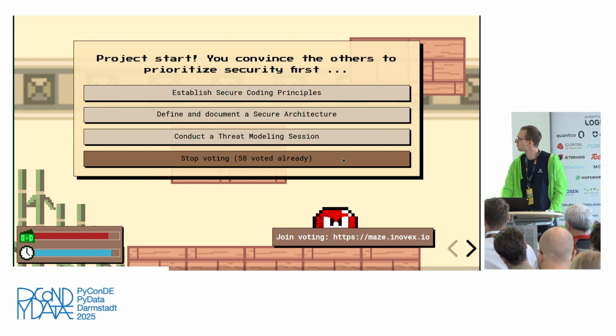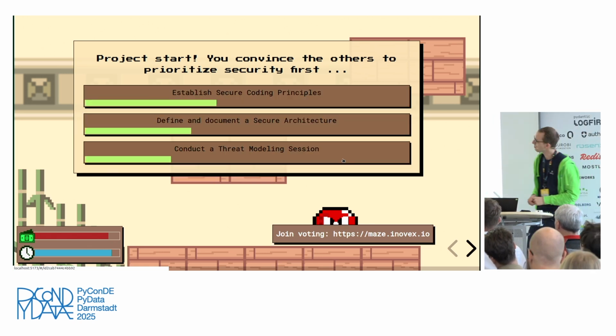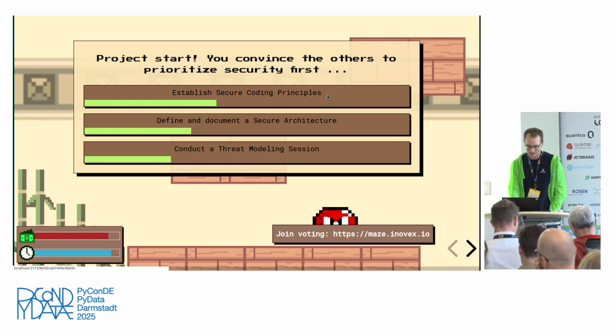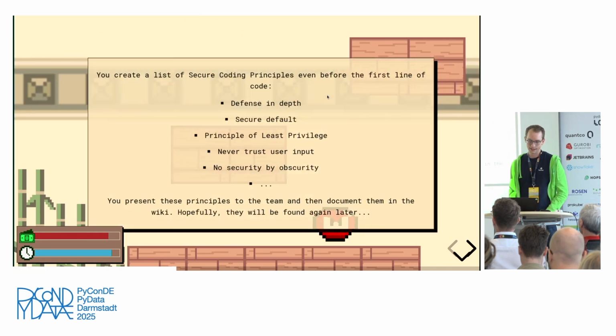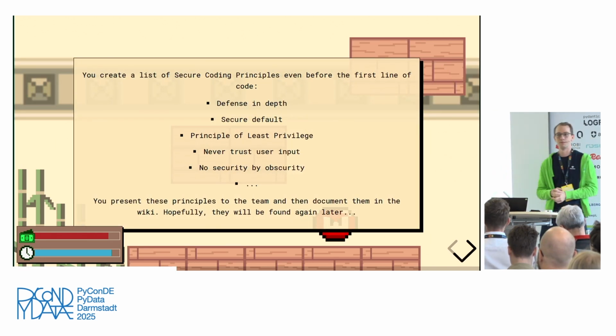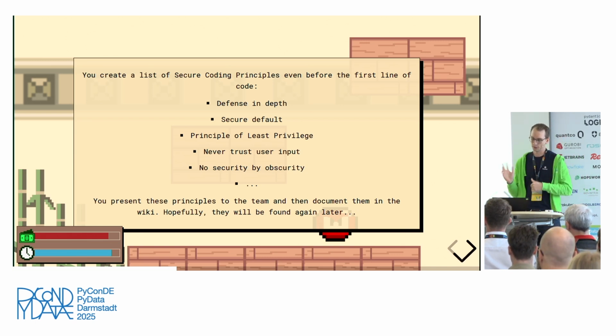Okay, not so easy, a bit slower, but let's have a look. Oh, okay, interesting. So not so clear results here, but you decided to establish some secure coding principles. That's a good idea, I would say. So you talk with the team about different security principles like defense in depth, secure defaults for everything, the principle of least privilege, stuff like that, and you develop a guideline for that, and you document it in your wiki, and hopefully you will find it later again when you need it.